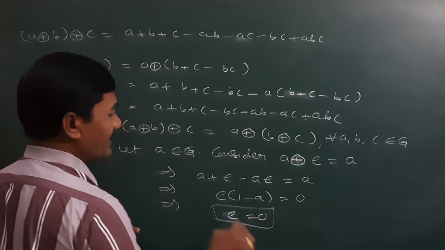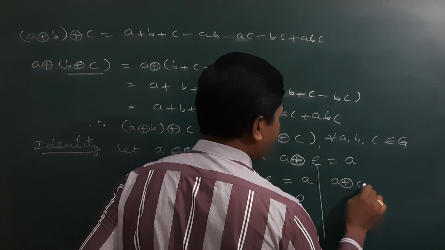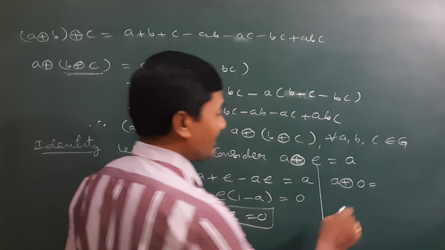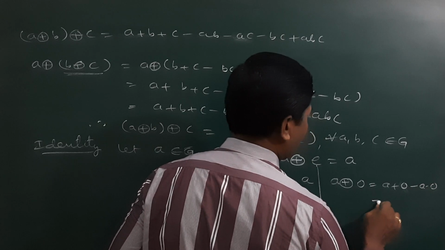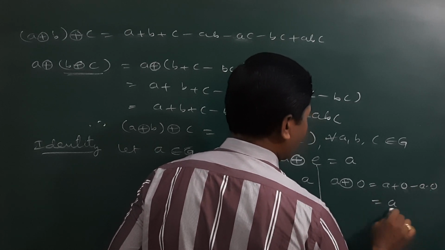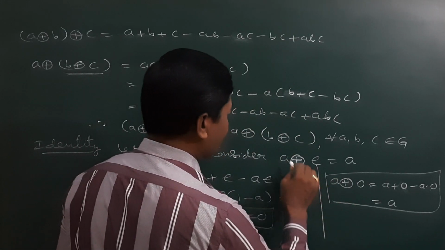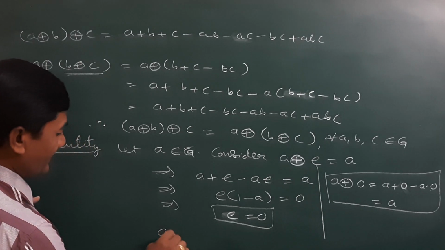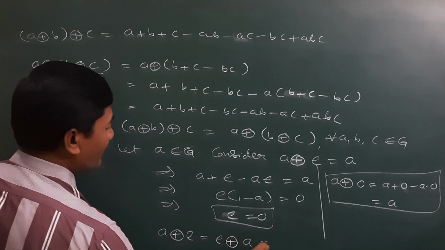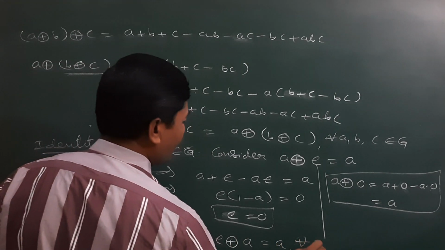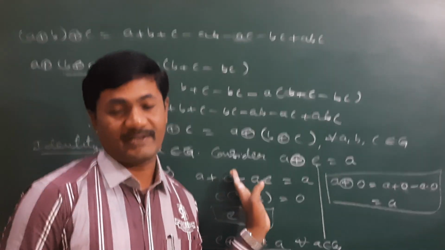This is the identity element. How can we verify this identity element? a ∘ 0 is equal to a + 0 − a·0. That is what happened: a + 0 is a, a times 0 is simply 0 only. Therefore, the identity property exists for this one. That is, a ∘ e is equal to e ∘ a is equal to a, for all a belonging to G. So e is an identity element in G.